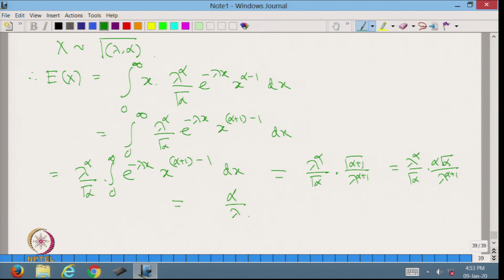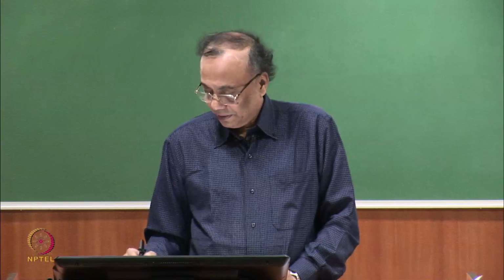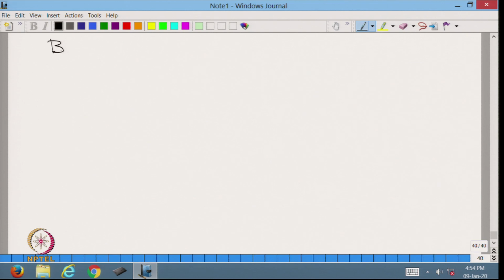So, we have used one property, that gamma k is equal to k minus 1 gamma k minus 1. If someone is not familiar with this result, I suggest that you check a book of first year mathematics, you should be able to understand that.